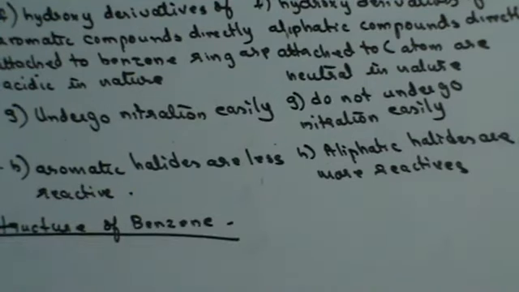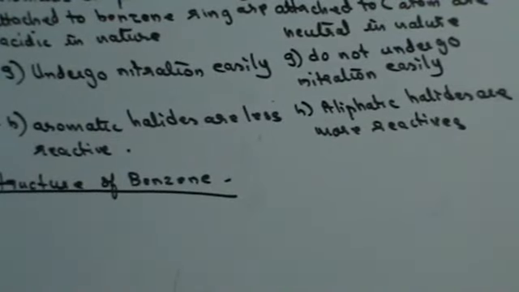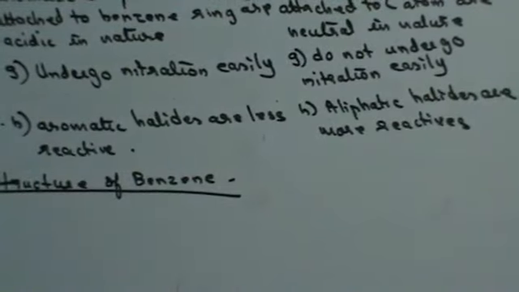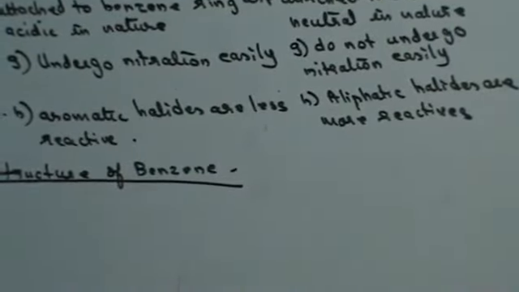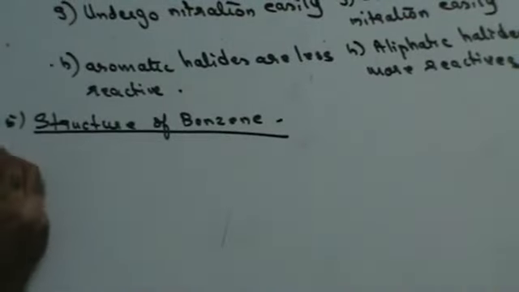Now, who suggested the structure of benzene? The structure of benzene was suggested by a German chemist. His name is Friedrich August Kekulé, and therefore this is also called the Kekulé model. So Kekulé was the first to suggest a sensible structure of benzene, right?